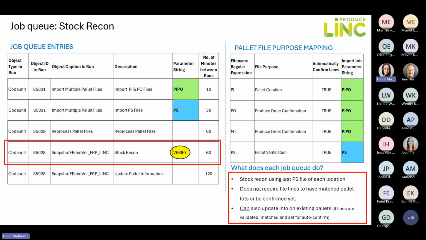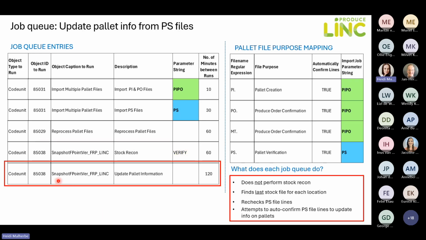Okay. And then the last job queue, also for this weird snapshot freight point verification, we typically set it up without a parameter string. And this is purely to do an update of existing information in your pallet. So it's not going to do this whole recon between he says, she says, location says, stock in the system says, but it will again find the last file, because we're only interested in the last point of truth, last PS file for your location.